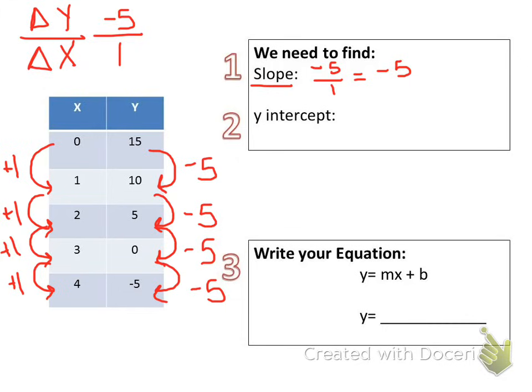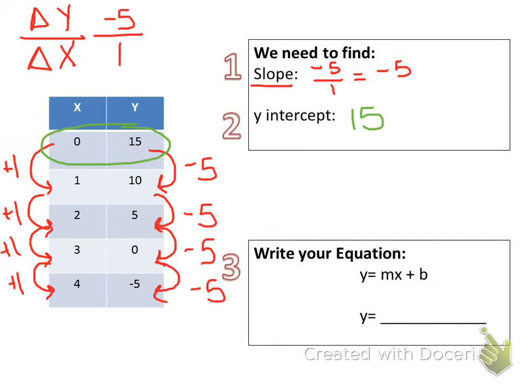Now we're on to step 2. Find the y-intercept. The y-intercept is where our graph is crossing over the y-axis. When our graph crosses over the y-axis, the x value will be 0. Can you find a place on this table of values where x equals 0? Right here, x is equal to 0 when y is equal to 15. 15 is my y-intercept. That's the point on our y-axis where our graph will cross through.